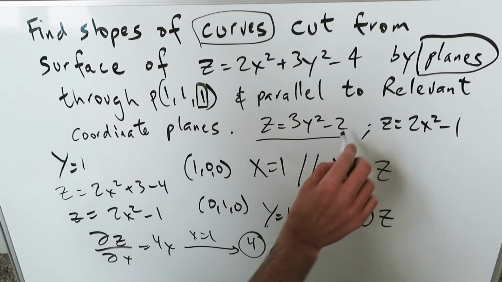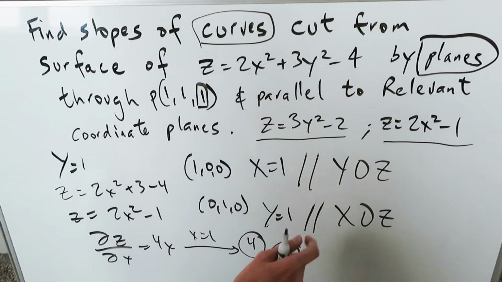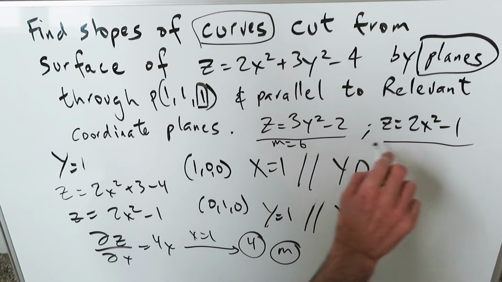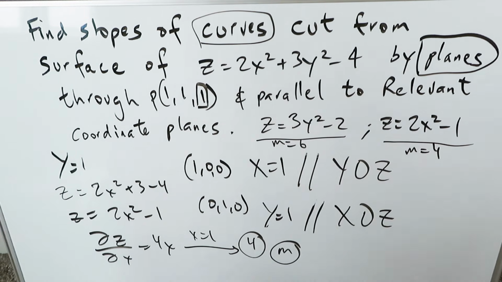One curve was z is equal to 3y squared minus 2, the other one was z is equal to 2x squared minus 1. Here the slope was equal to 6, here the slope was equal to 4, and both of these answers will be correct.